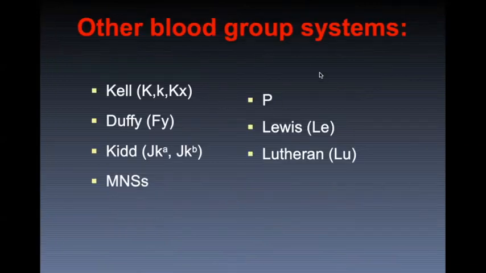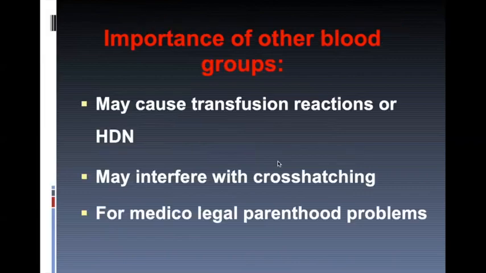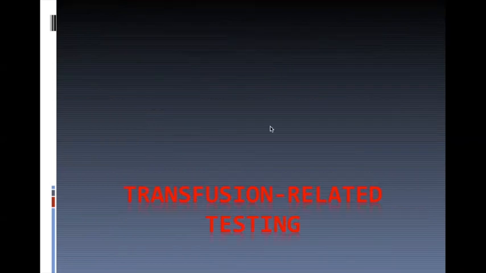Now, there are other blood group systems: the KEL, K, Duffy, FY, Kidd, JKA or B, MNSS, P, Lewis, LE, Lutheran, LU. Now, what is the importance of other blood groups? This is because if there is an error or mistake, this may cause transfusion reactions or HDN, which is hemolytic disease in newborns. This may interfere with cross-matching. Now, for medico-legal parenthood problems.